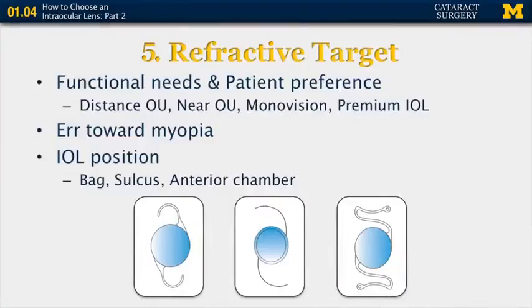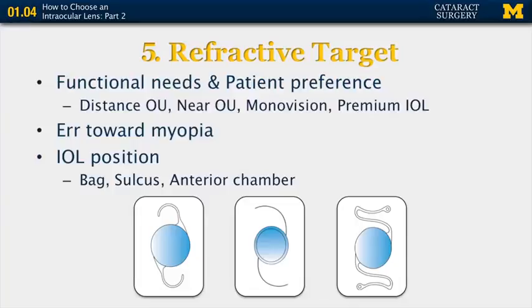Finally, in a talk about IOL selection, let's talk about the refractive target. There are 3 key guiding principles here to pay attention to. Of course, there's the patient's preferences and needs. And with attention to that, we would want to have a very thorough preoperative discussion as far as does a patient want both eyes at distant targets with monofocal IOLs, near targets with monofocal IOLs, monovision, or would they opt for a premium IOL with either a multifocal or a toric or some other sort of presbyopic correction.